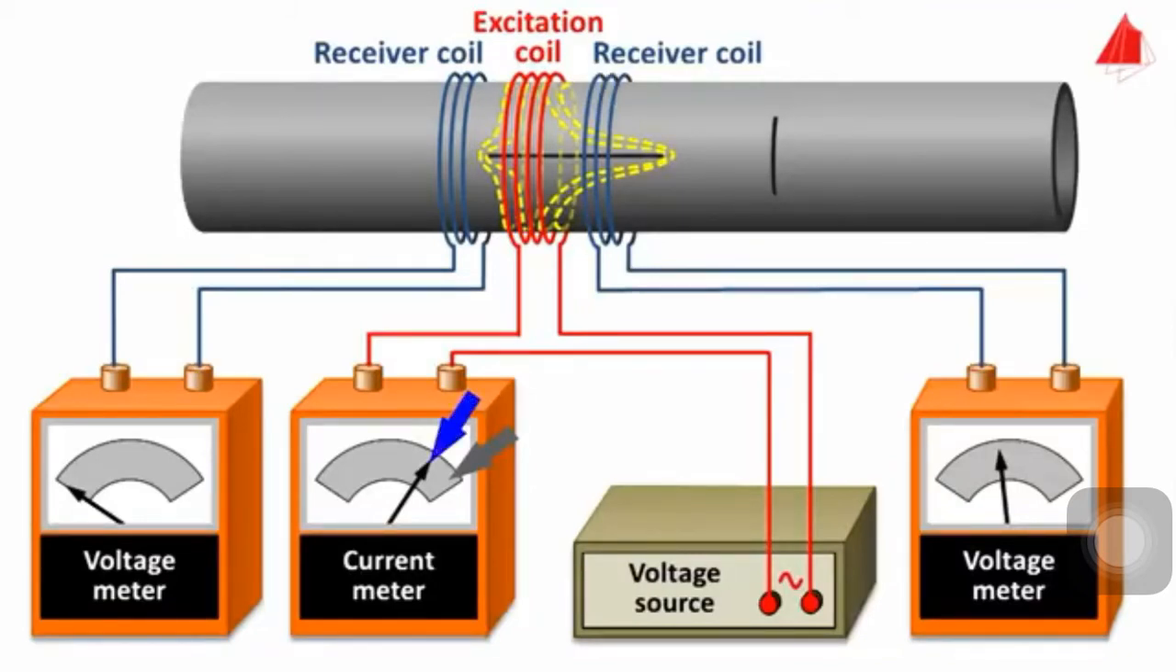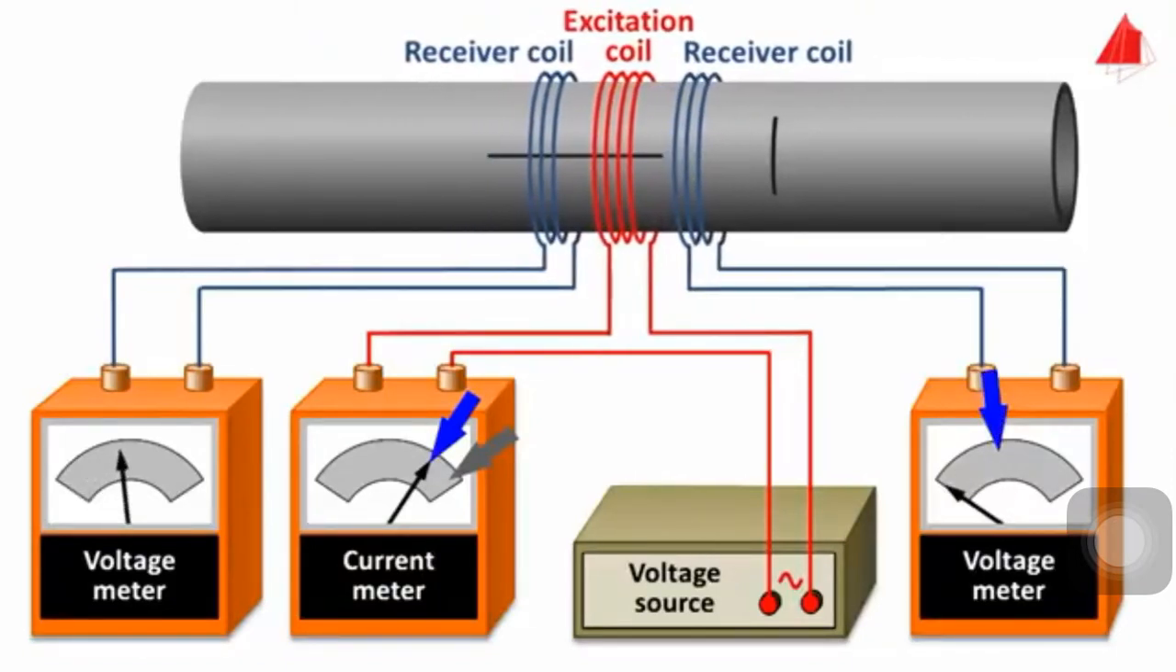Because the eddy current now flows partly underneath the right receiver coil, its alternating magnetic field induces a voltage there. When the excitation coil reaches the right end of the longitudinal saw cut, the eddy current partially flows under the left receiver coil and induces a voltage there.